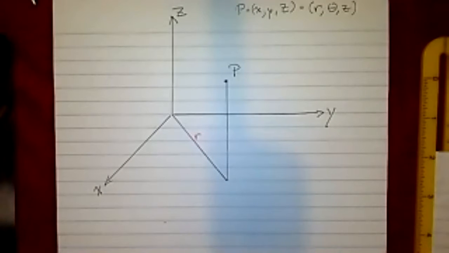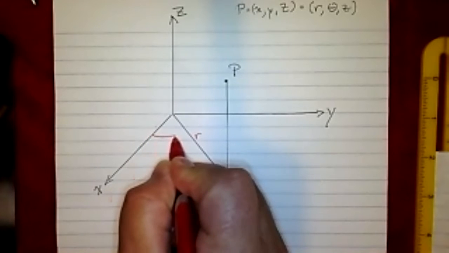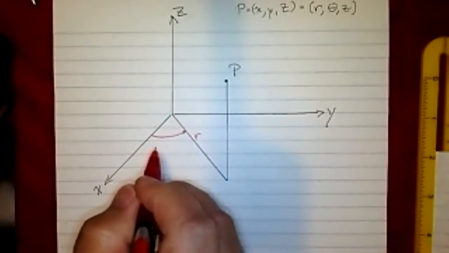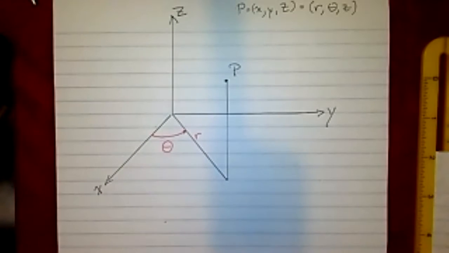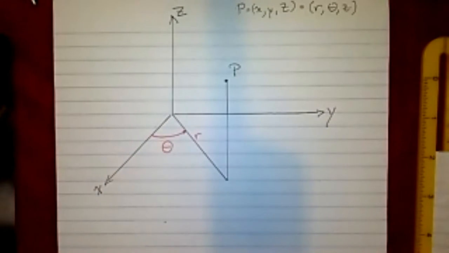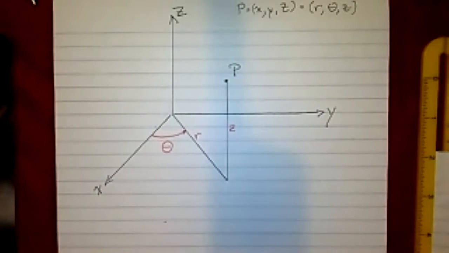Now, additionally, this angle here, theta, sweeps out counterclockwise as seen from the positive z-axis, counterclockwise from the positive x-axis. So you're looking down along the positive z-axis, and you're looking at the positive x-axis, and it rotates counterclockwise. So that's our second variable. And then, of course, our third variable is the z.